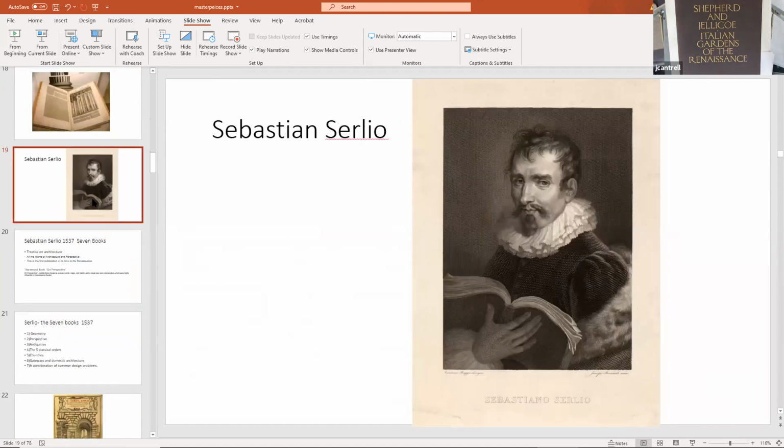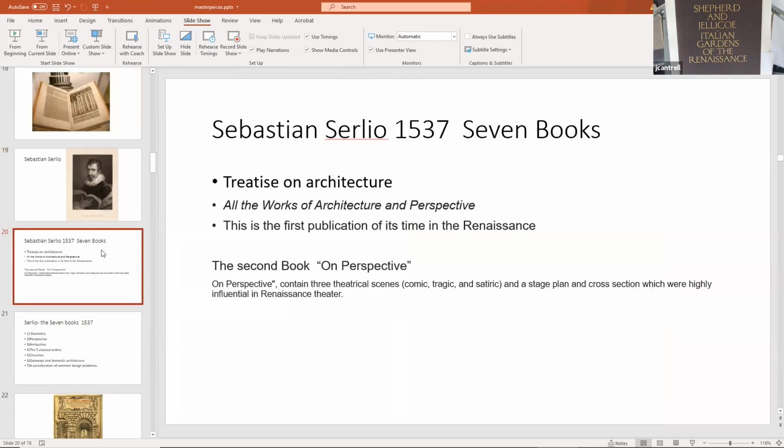And the reason I'm showing you this first is because this is a chronological list. Pretty much Sebastiano Serlio was the first publication of writings and drawings and a guidebook, 1500 years after Vitruvius published his first series of writings in the first century AD. This is the first publication of the Renaissance of its time. Now we have lithography, we have easier printing materials than we had in the first century AD. So this book was very widely printed, reprinted, and published.